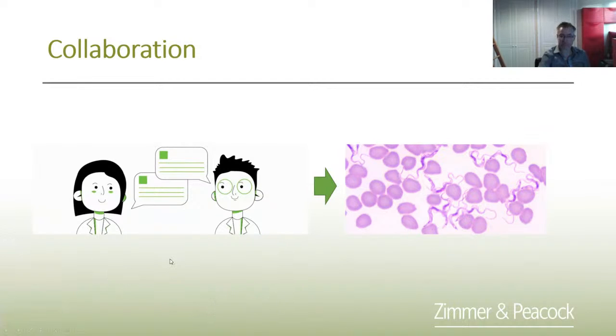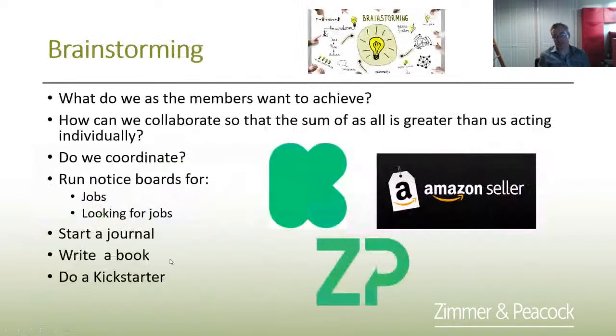I want to talk about brainstorming as well. This is the ZP Developer Zone, so what do we want to achieve as members? I want our collaboration to be greater than the sum of us individually. I want us to be able to coordinate, which is what the ZP Developer Zone allows us to do. I also want it to be able to run useful services for you guys, like looking for jobs, or maybe even having an online journal, writing online books about biosensing and sensing in general. I'm also thinking that I want to do startups with some of you, so let's talk about Kickstarter as a way of funding startups.